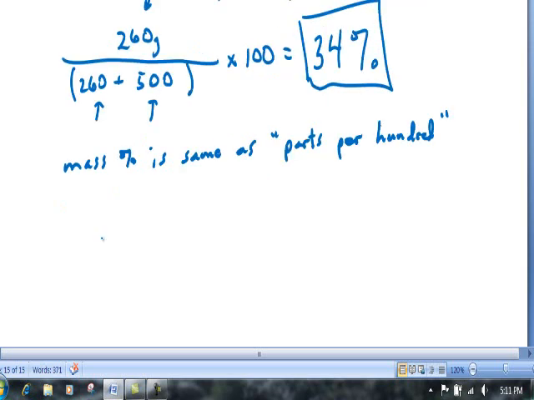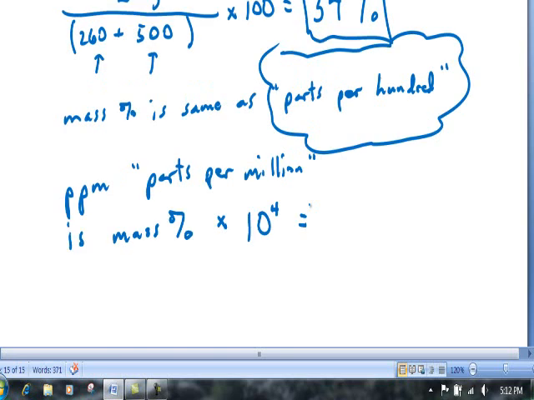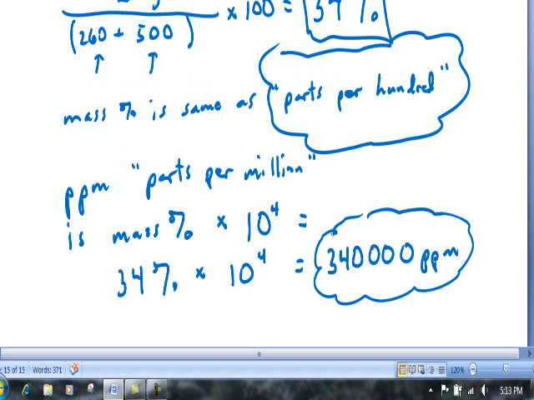Mass percent is the same as parts per 100, meaning that if we had 100 grams, 34 grams of this would be solute, or 34 parts out of 100 are solute compared to the whole thing. So mass percent is the same as parts per 100. Parts per million is the same idea, except that it would be how many grams would be solute out of 1,000,000. To convert, we just have to take mass percent times 10 to the 4. Converting to parts per million, we find we have 340,000 parts per million based on our mass percent.